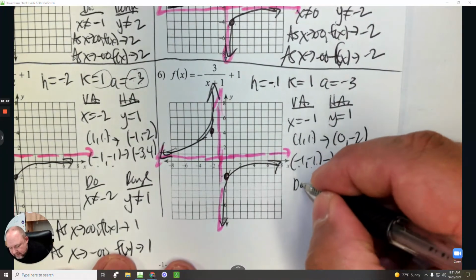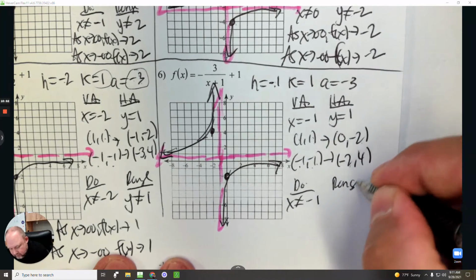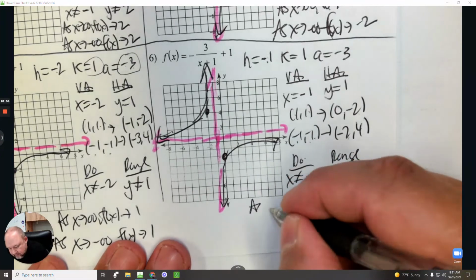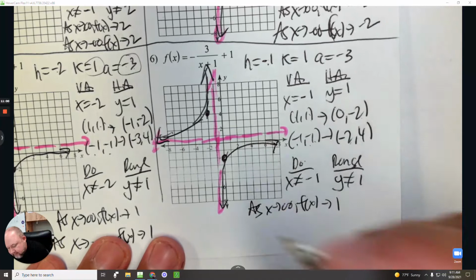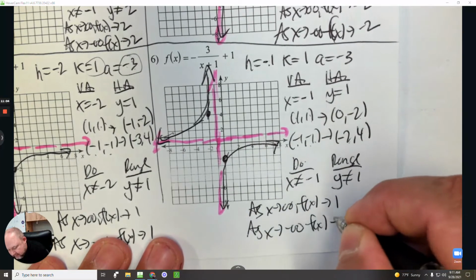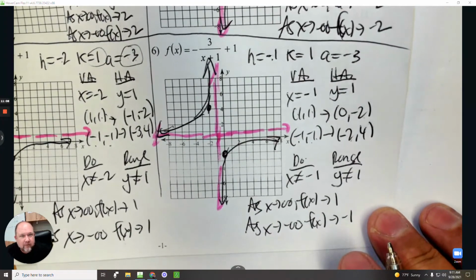Now write down the domain restriction. So x cannot equal negative 1. The range restriction, y cannot equal 1. And then the end behavior. So as x approaches infinity, the function approaches 1. As x approaches negative infinity, the function approaches 1. Beautiful.